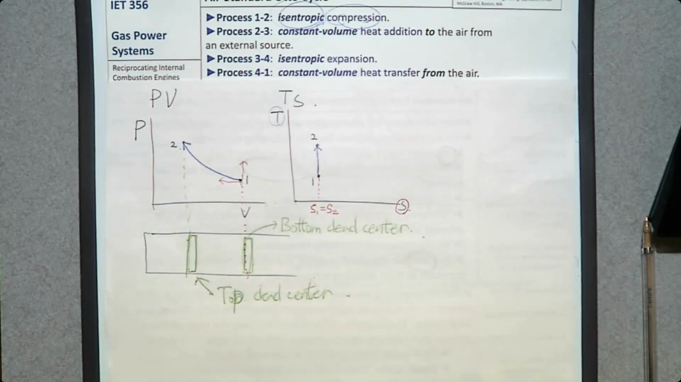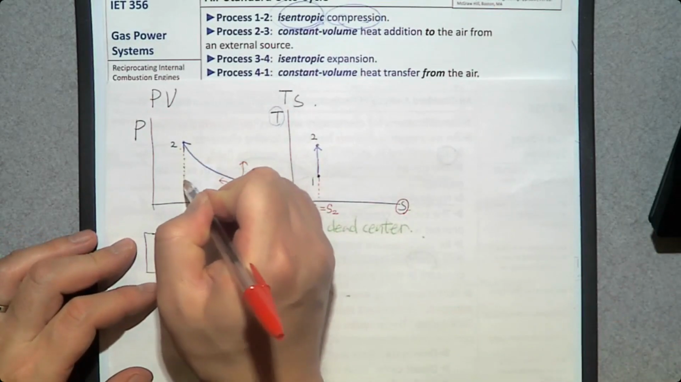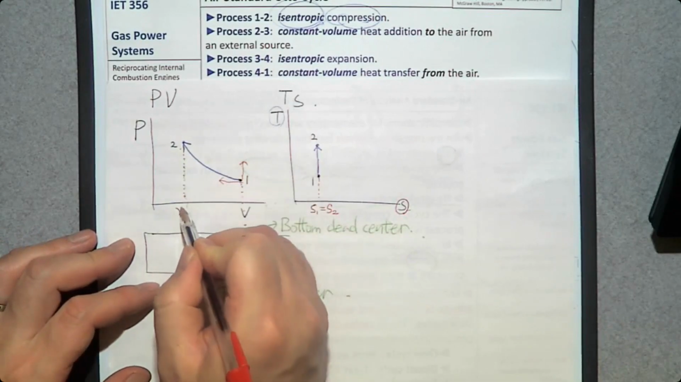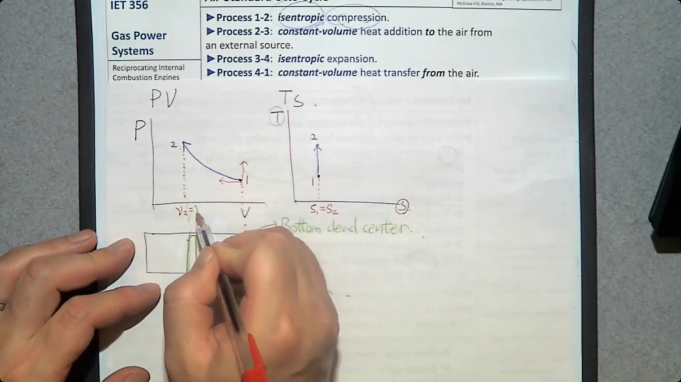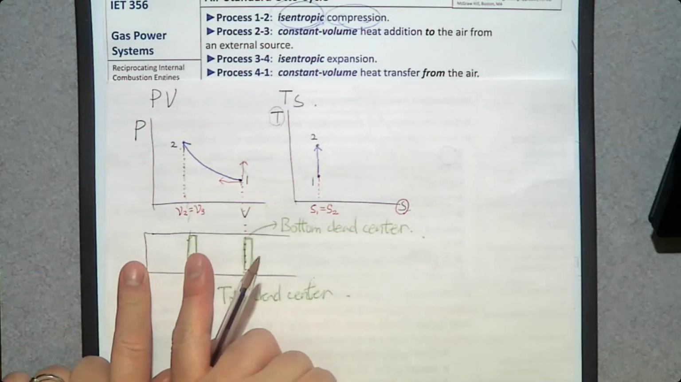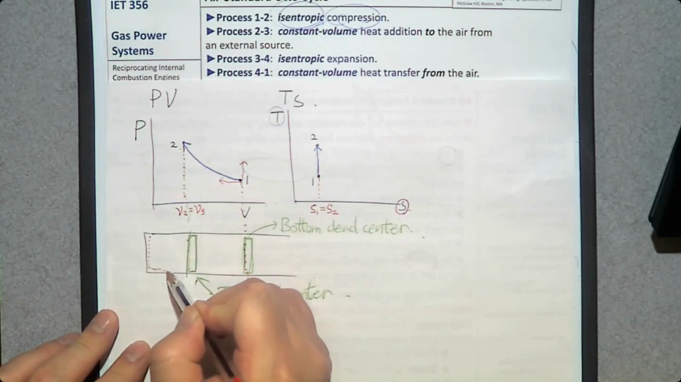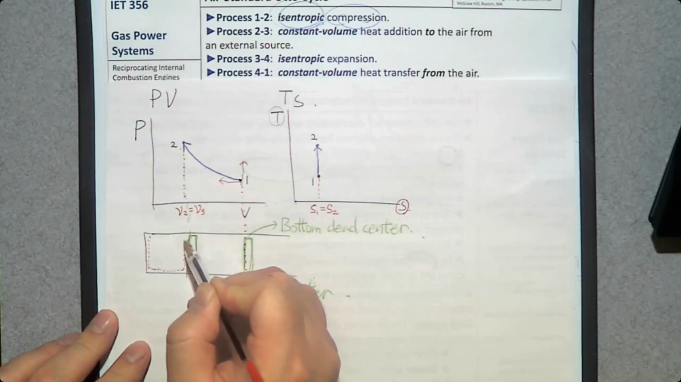Then let's look at the second process. The second process is process 2 to 3, constant volume heat addition. So this volume V remains constant. V2 is the same as V3. So what happens when the piston is at the top dead center? The volume of the system is going to be this small. It is at an extremely high pressure.